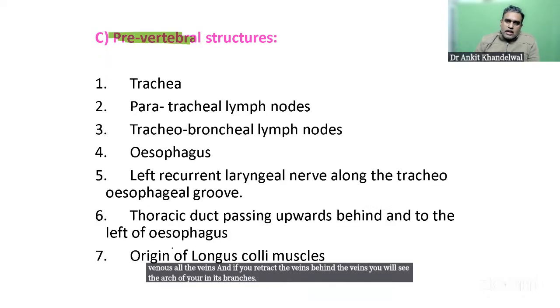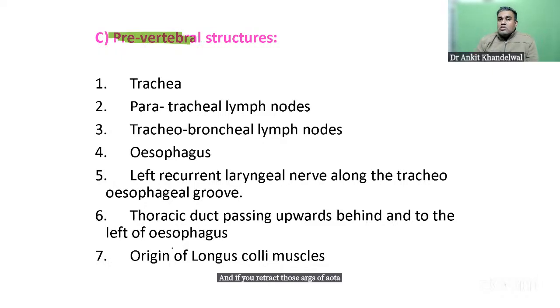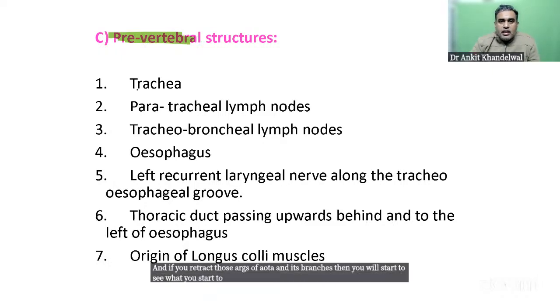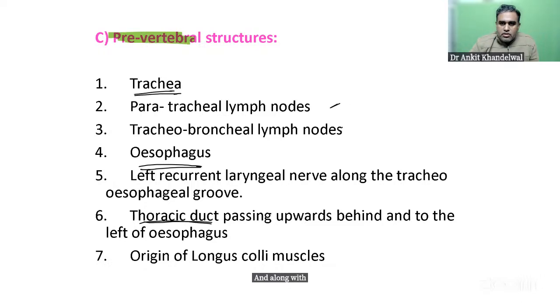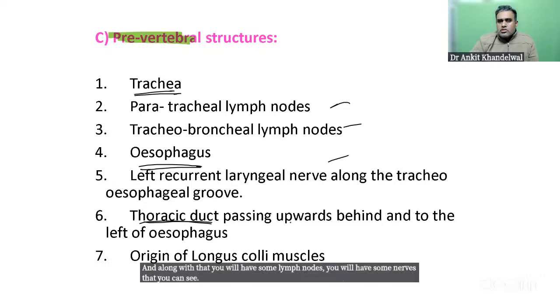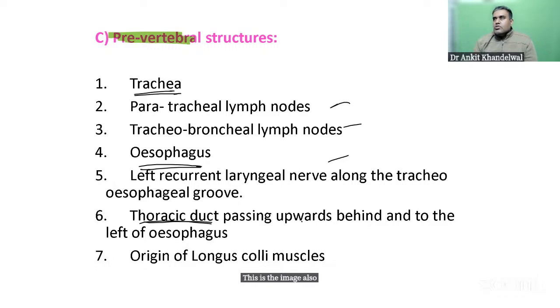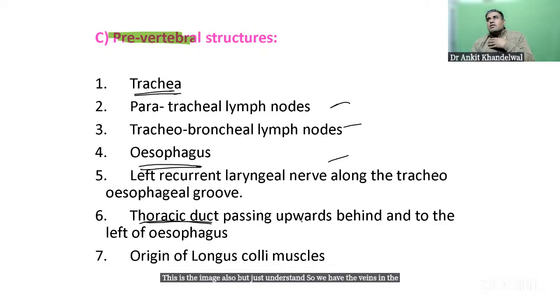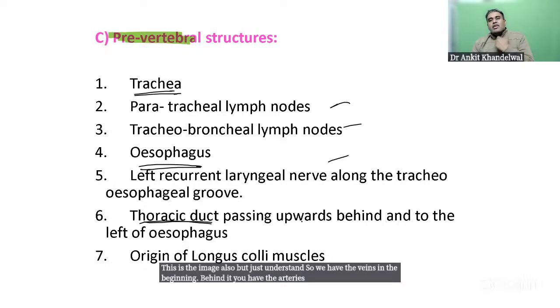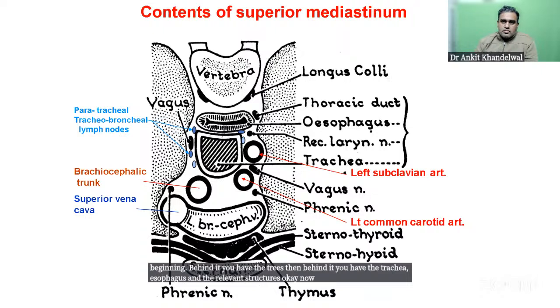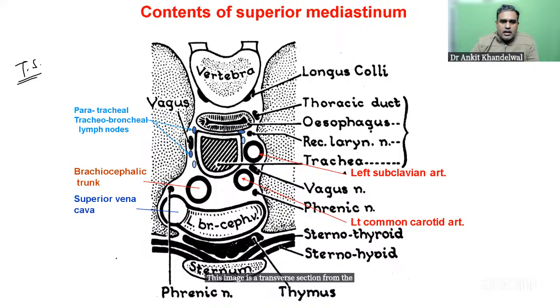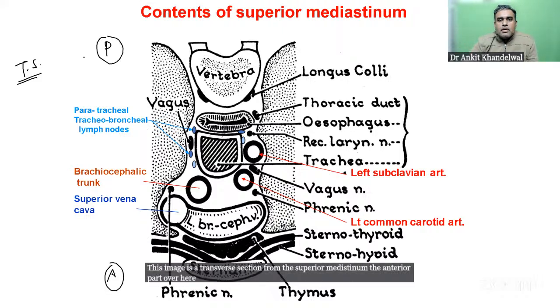And if you retract the arch of aorta and its branches, then what will you start to see? You start to see the main structures, the trachea. Then you're going to see the esophagus. Then you're going to see the thoracic duct. And along with that, you will have some lymph nodes, and some nerves that you can see. We'll show you an image also, but just understand. So we have the veins in the beginning. Behind them, you have the arteries. Then behind that, you have the trachea, esophagus, and relevant structures. Okay, now have a look at this image. This image is a transverse section from the superior mediastinum, the anterior part over here, and the posterior part over here.